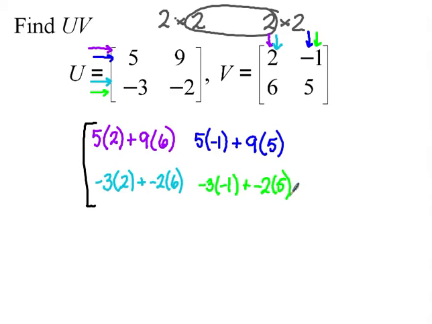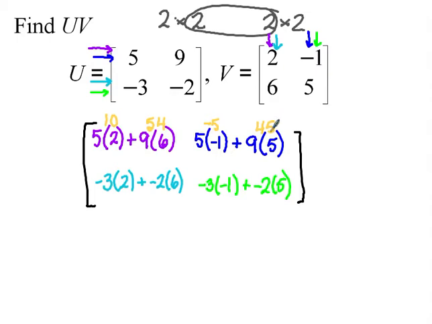Good. Now, is this something necessarily where you're going to need to write out everything I've done? You might not have to. Okay. So I'm just going to go through now and do the math, the short little problems. So I'm going to do 5 times 2, which is 10. 9 times 6, which is 54. 5 times negative 1, which is negative 5. 9 times 5, which is 45.